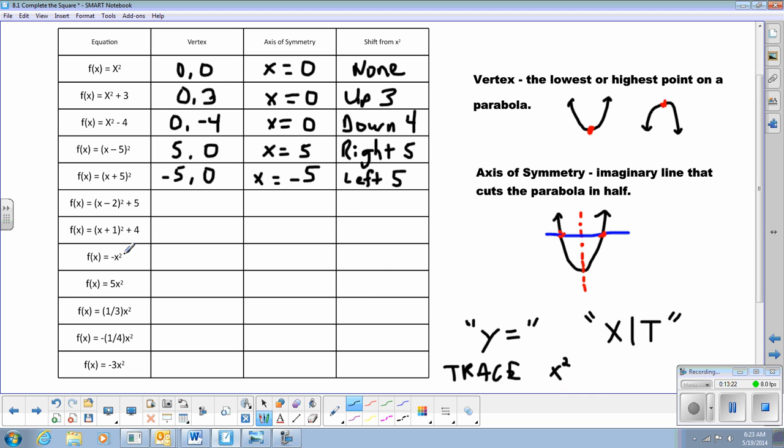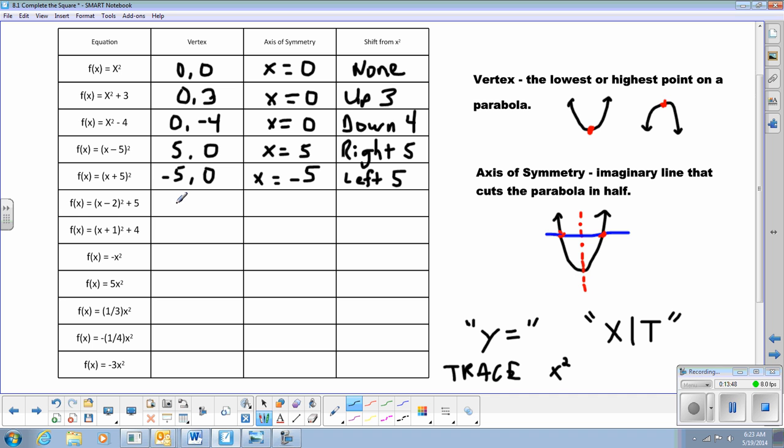Then you're going to see here what happens with a negative in front, and then what happens to the parabola when you put a 5 in front of x squared or a fraction in front of it. And take a look at it. So there's 3 things down here: negatives, and a big number, a number greater than 1 in front of x squared, or a number between 0 and 1, in other words, a proper fraction, and a negative with an integer in front of x squared.